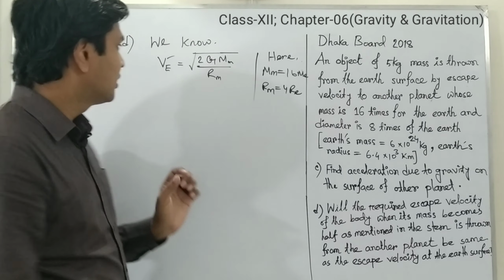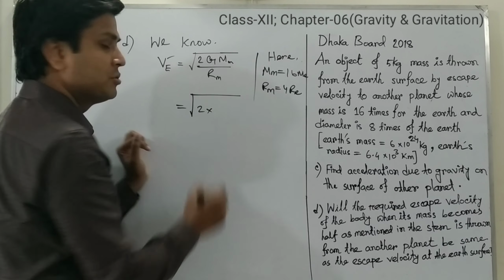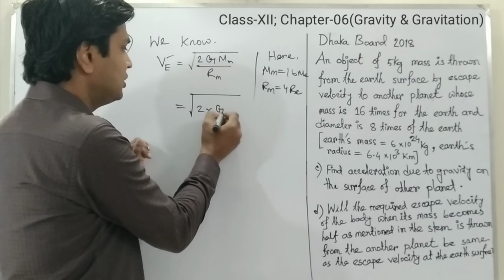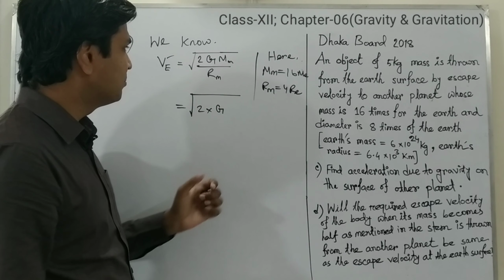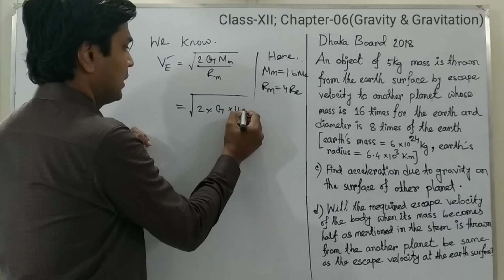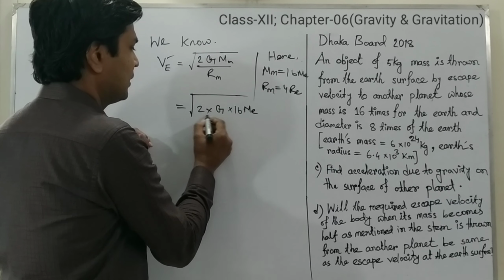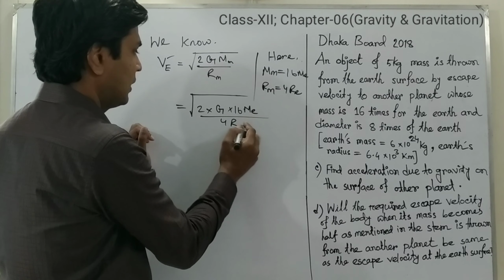RE. If you put the values in that equation, then we can write 2 into G into 16 ME divided by 4 RE.